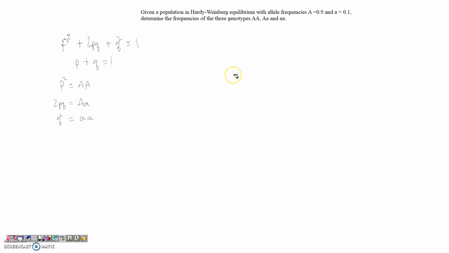So if we start with our numbers 0.9 and 0.1, p squared is going to be just 0.9 squared, which will equal 0.81. So 81% of the organisms in this fictional population will be homozygous dominant. For the heterozygous genotype, 2pq, you're going to do 2, and then p here is 0.9, and q is 0.1. So when you do the math, that's going to end up being 0.18. Again, 18% of that population will be heterozygous. And then finally, we have our homozygous recessive, which is just 0.1 squared, which is going to equal 0.01, or 1% of the population.